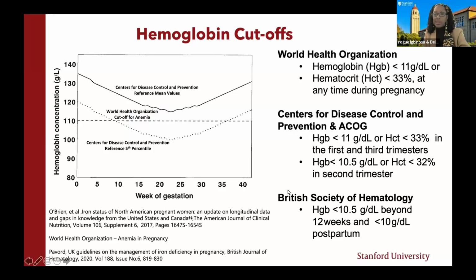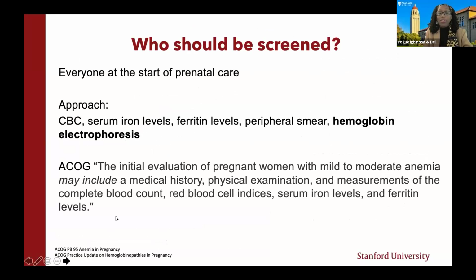And then the British Society of Hematology and the Royal College have less than 10.5 after 12 weeks and 10 postpartum. So different variations by society guidelines. But who should be screened? There's general agreement that everyone should be screened at the start of prenatal care, and that approach should include CBC, and can include iron levels, ferritin, smear.